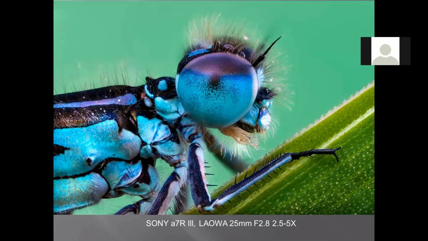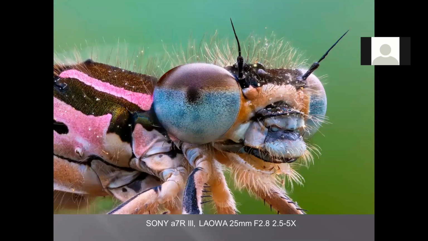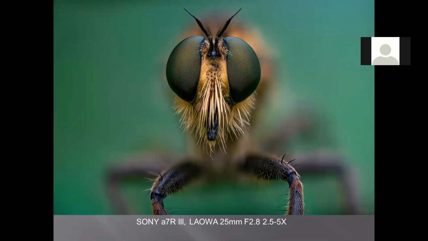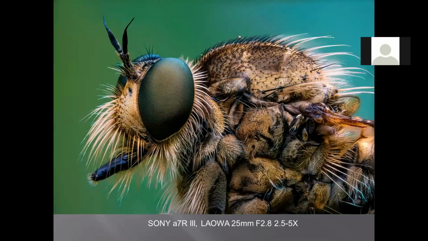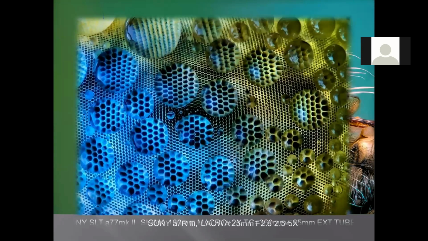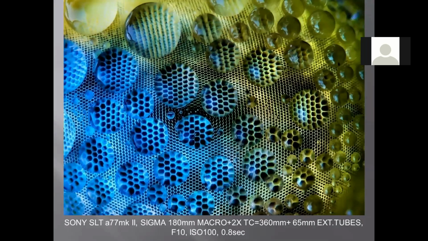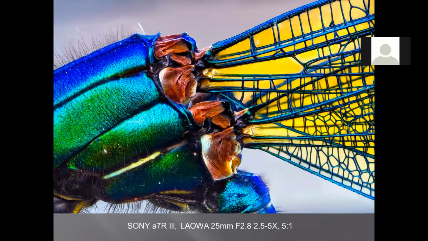So here are samples of damselflies. Again, my most common subject that I take photos of. And here is a hoverfly. Many of these photos were already awarded in photography competitions. And this one is made with a normal macro lens, the Sigma 180, but combined with the extension tubes and teleconverter. So you can see how much you can gain with this combination.